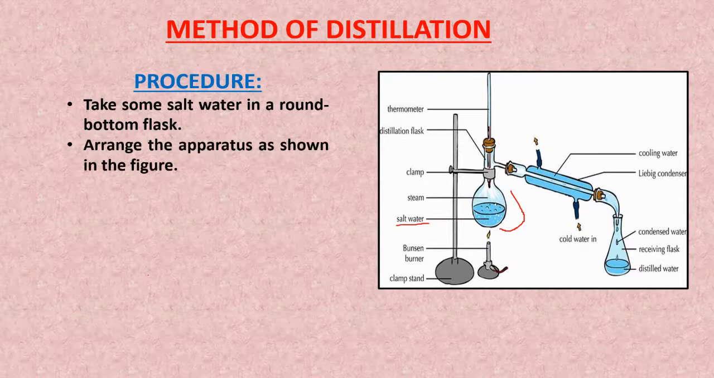Now inside this round bottom flask there is a thermometer kept, it is inserted in this round bottom flask to measure the temperature. And this round bottom flask is clamped on a stand. Also we can see a nozzle which goes inside the test tube from the round bottom flask.